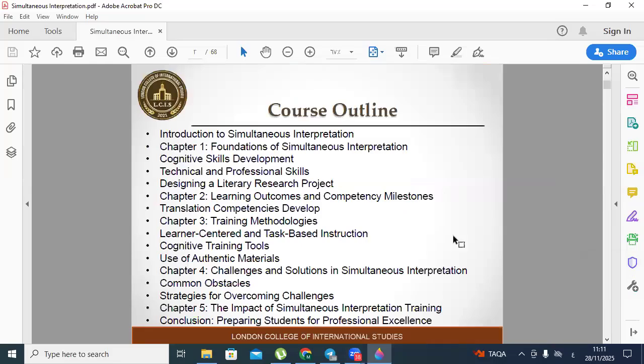So, course outline: Introduction to Simultaneous Interpretation. Chapter 1, Foundations of Simultaneous Interpretation, Cognitive Skills Development, Technical and Professional Skills, Designing a Literary Research Project. Chapter 2, Learning Outcomes and Contemporary Milestones, Translation Competencies Developed. Chapter 3, Training Methodologies, Learner-Centered and Task-Based Instruction. Then cognitive training tools, use of authentic materials.